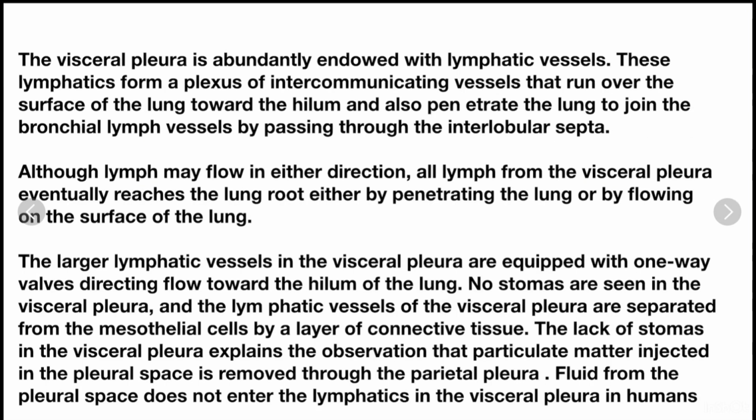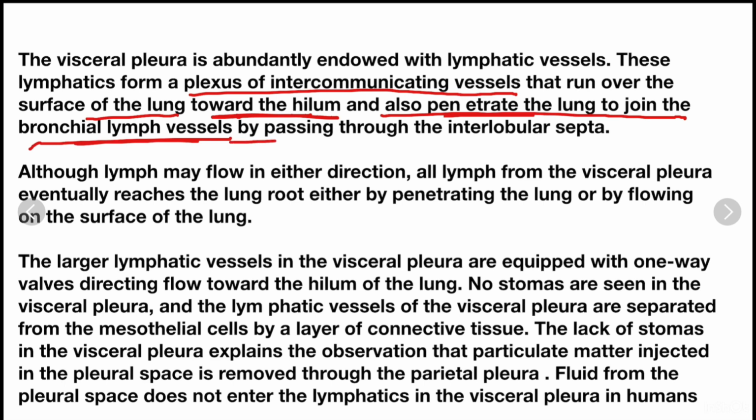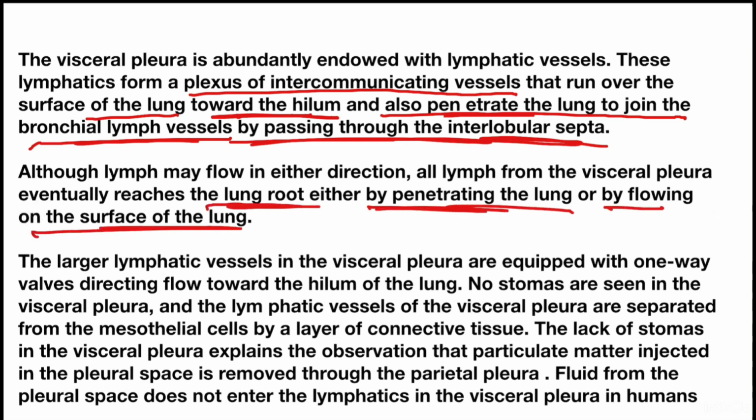Then they are talking about the visceral pleura. Visceral pleura is abundantly endowed with lymphatic vessels. These lymphatics form a plexus of intercommunicating vessels that run over the surface of the lung toward the hilum and also penetrate the lung to join the bronchial lymph vessels by passing through the interlobar septa. Although lymph may flow in either direction, all lymph from the visceral pleura eventually reaches the lung root, either by penetrating the lung or by flowing on the surface of the lung.